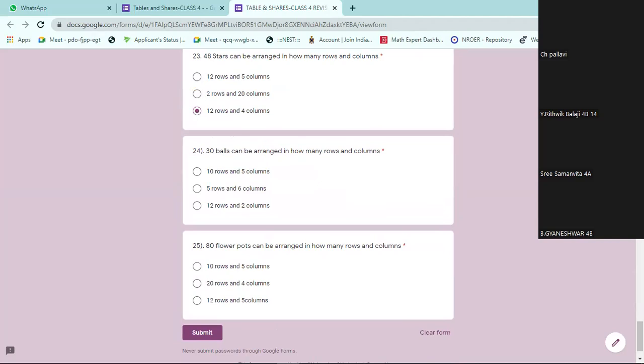30 balls are there. How to divide them into rows and columns? Is it possible with 10 rows and 5 columns? 10 into 5 is 50, but 30 is there. 50 is not the right answer. 5 rows and 6 columns: 5 sixes are 30. So that is the right option.